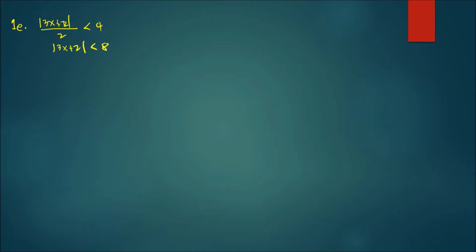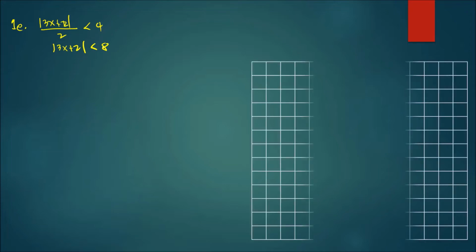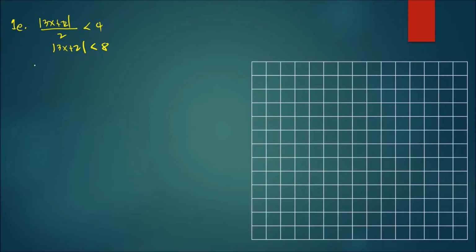Okay, so now that we have isolated the modulus, let us now graph. So the first one that we need to graph is y is equal to 8. So this is our x-axis, and this is our y-axis.